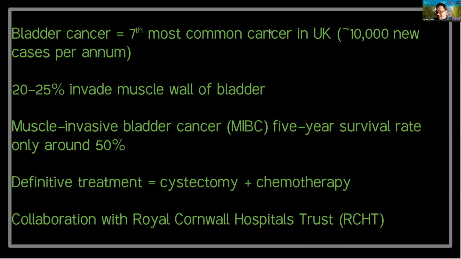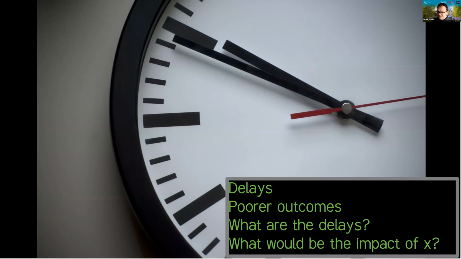Obviously, for muscle-invasive bladder cancer patients, that's really important. So key questions we wanted the modelling to address were: where are the delays? Where are the key delays? What are the potential savings that could be made? Because those delays lead to much poorer outcomes, particularly for muscle-invasive bladder cancer patients.